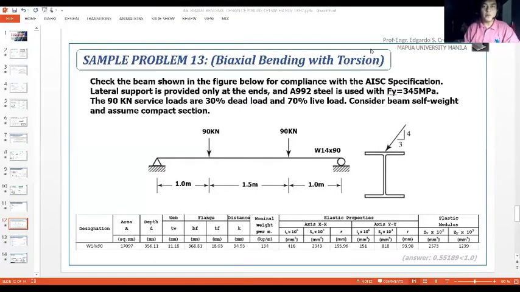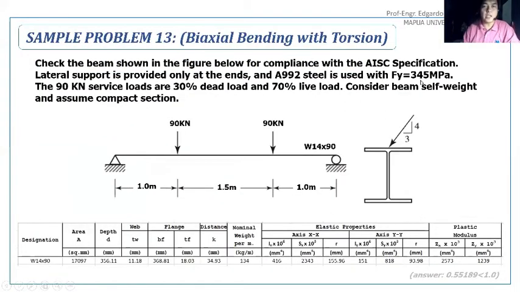Going to show solutions on sample problem number 3, which involves biaxial bending with torsion. As you can see from the given problem, we're asked to check the beam shown in the figure in compliance with the AISC specification. That means yung code provision natin on biaxial bending.